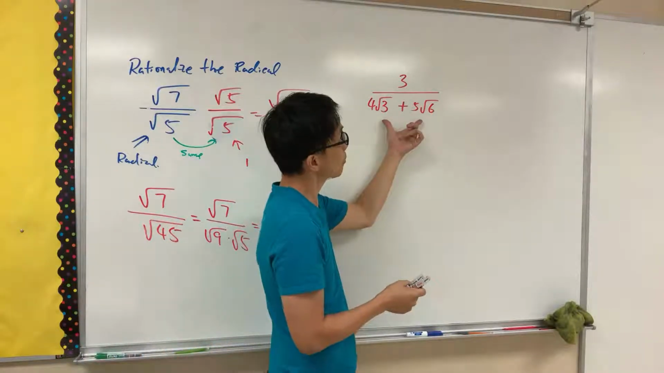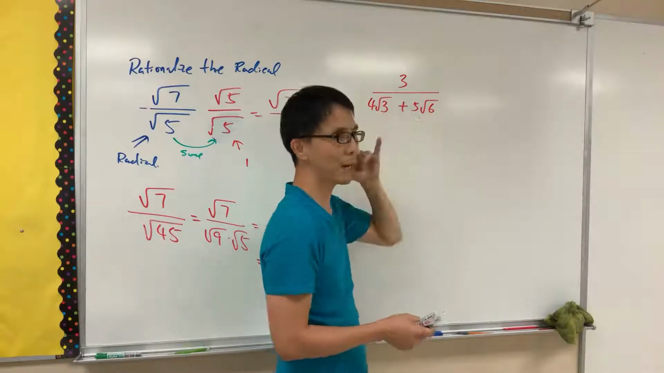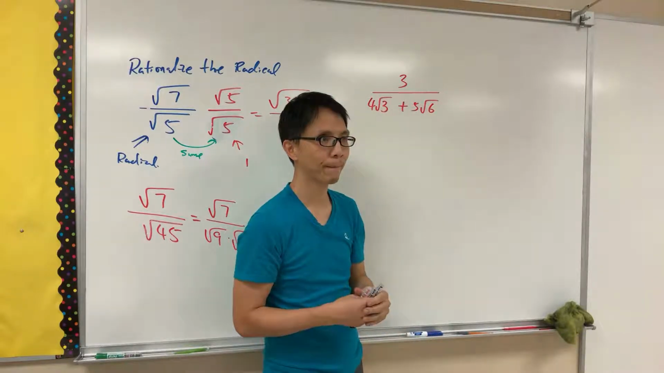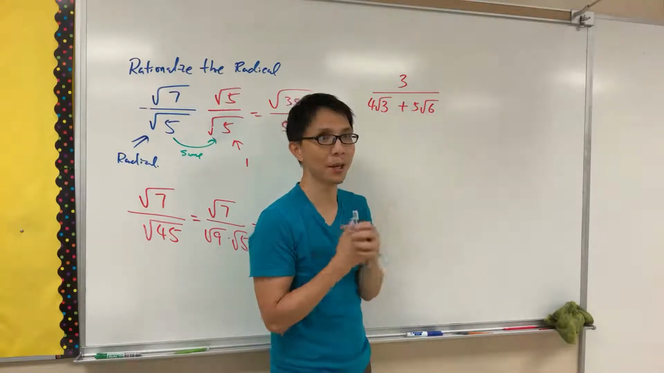Okay. So if you look at this, I have a radical on the denominator. But how do I get rid of the radical? Anybody have any ideas? I know you kind of do. But does anybody have any idea how to get rid of 2 radicals at the same time?